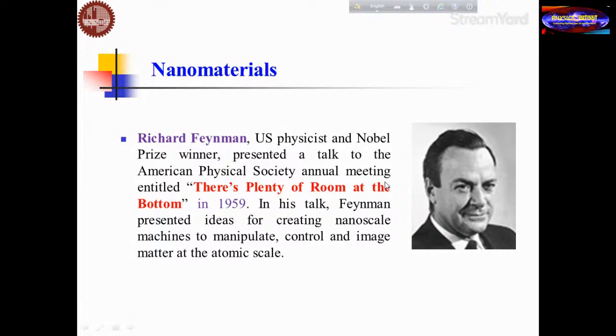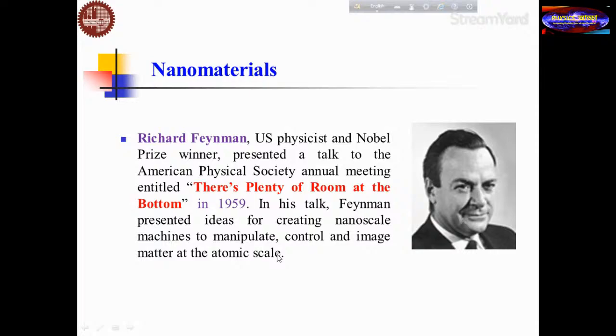Now I will talk about nanocrystalline materials, nanostructured materials, nanomaterials, a concept that was introduced by Richard Feynman in his talk at the American Physical Society annual meeting in the year 1959. He was the first to point out that there is plenty of room at the bottom. In his talk, Feynman presented ideas for creating nanoscale machines to manipulate, control, and image matter at the atomic scale.